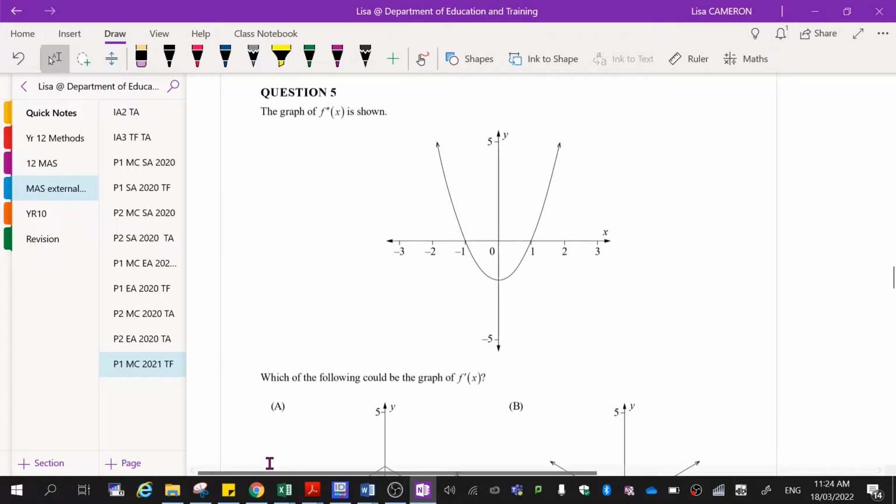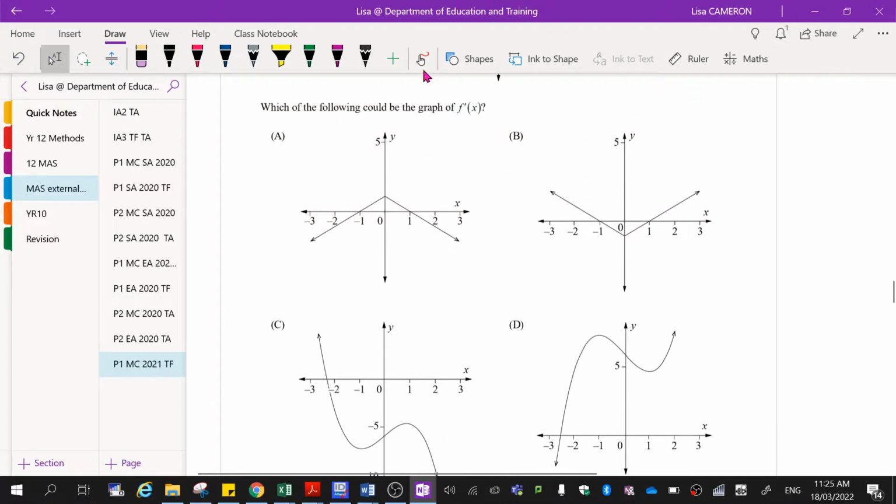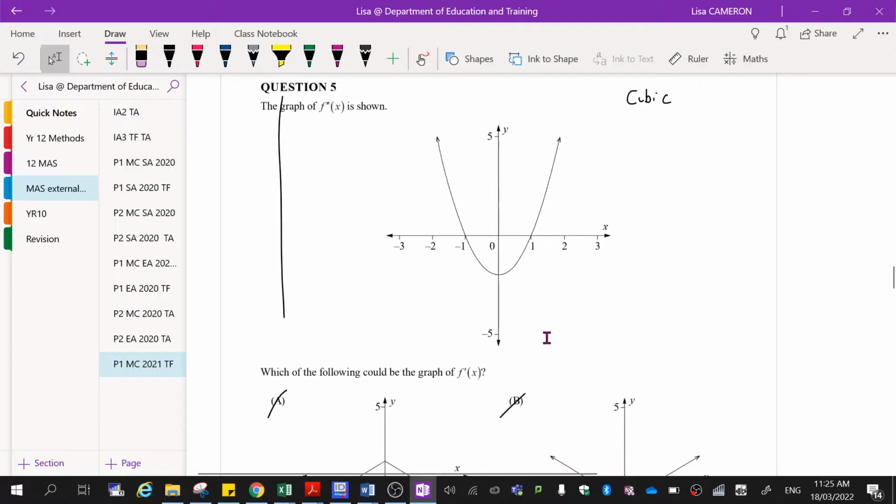Okay, now this is a solidly good question. The graph of the second derivative is shown over here. Which of the following could be a graph of the first derivative? First thing we need to recall is if this is a parabola, that means the first derivative of this is going to be a cubic function. So when I'm looking down here, I can straight away discount the first two because they are not cubics. Now, C and D are the two that we're looking for. So let's go back and search through for some more information.